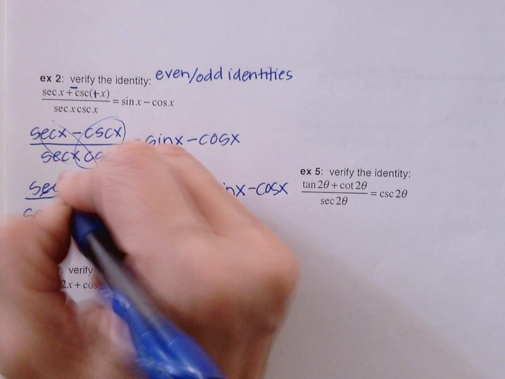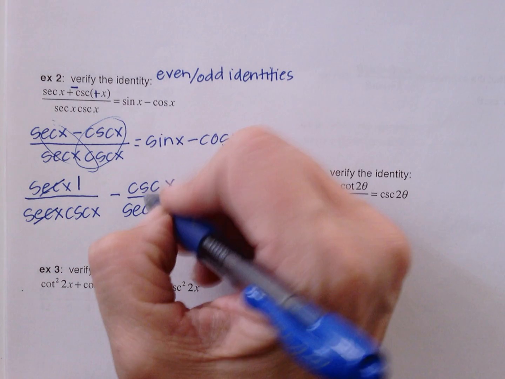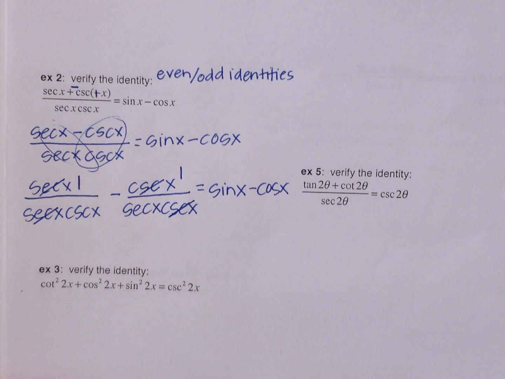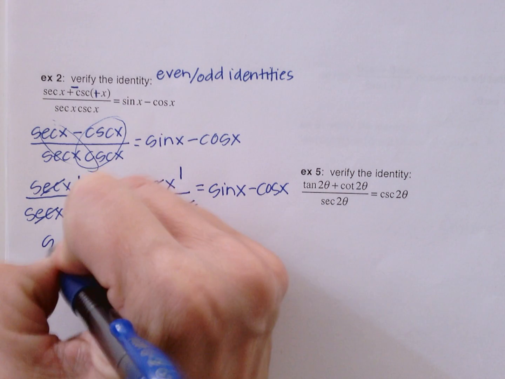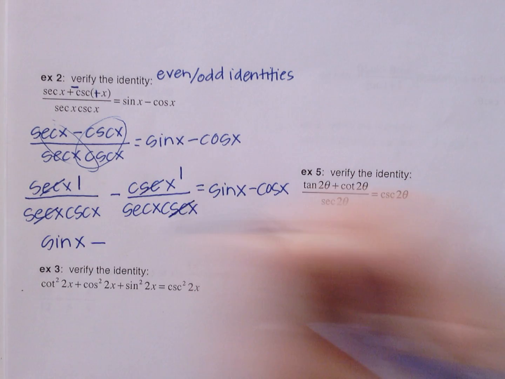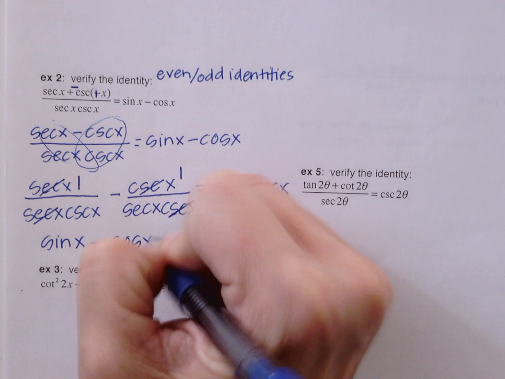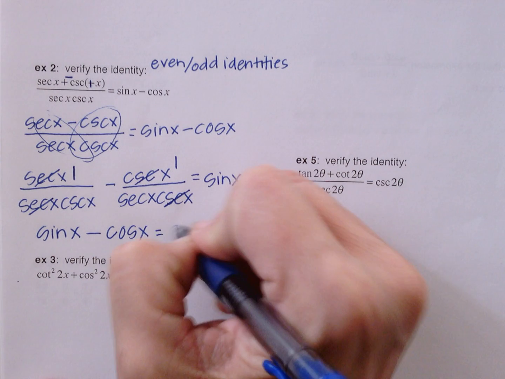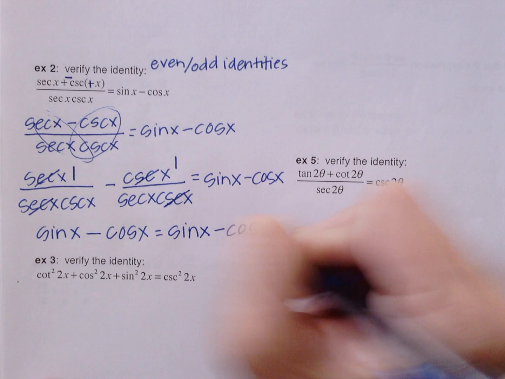Then the secant x are going to cancel, but I get 1 over cosecant x. And here the cosecants are going to cancel, and I'm going to get 1 over secant x. And what's nice about this is 1 over cosecant x is sine x, and 1 over secant x is cosine x. So that's what I get right there, and I have verified the identity.